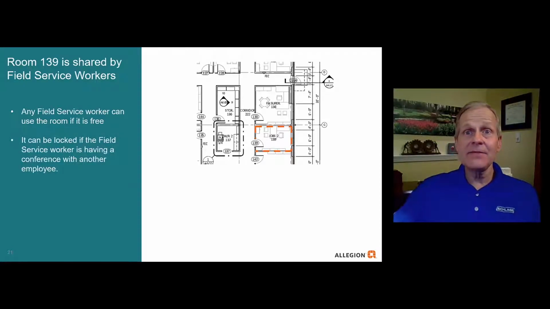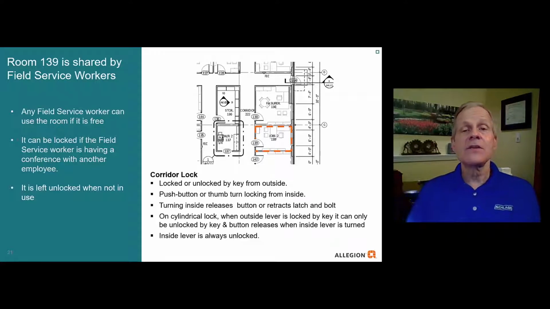It can be locked if the field service worker is utilizing the room, if they're having some type of conference and they want privacy. But we wanted to have it unlocked when it's not in use. So as soon as the individual leaves the conference room or the office, we want to make sure it's unlocked to signal to the next person that that room is unoccupied and available for use. So for that one, we're going to have a corridor lock.